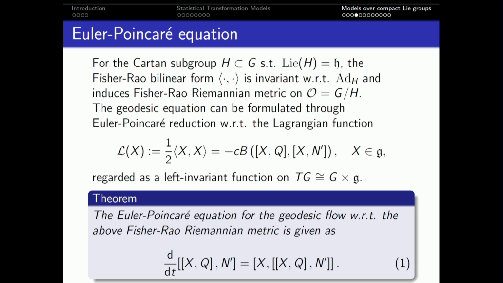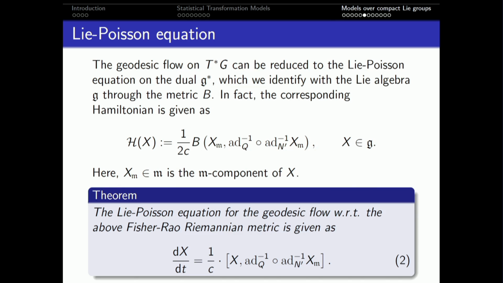In that framework, we take this Lagrangian function on the Lie algebra, which can be extended as a left invariant function on the tangent bundle. Then we can deduce the so-called Euler-Poincare equation for the geodesic flow of the Fisher-Riemannian metric. And the final result is this. Of course, we can switch to the Hamiltonian side, where the equation is rather easy to derive: using a Legendre transform, we can get Hamilton's equation for the same Riemannian geodesic flow.